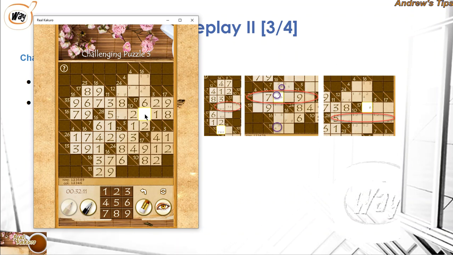It's the 3, 5. 3, 5. 5 not available. So 3, 9, 7. No, 7. 3 is 1 and 3 and 1. The last one is 4.